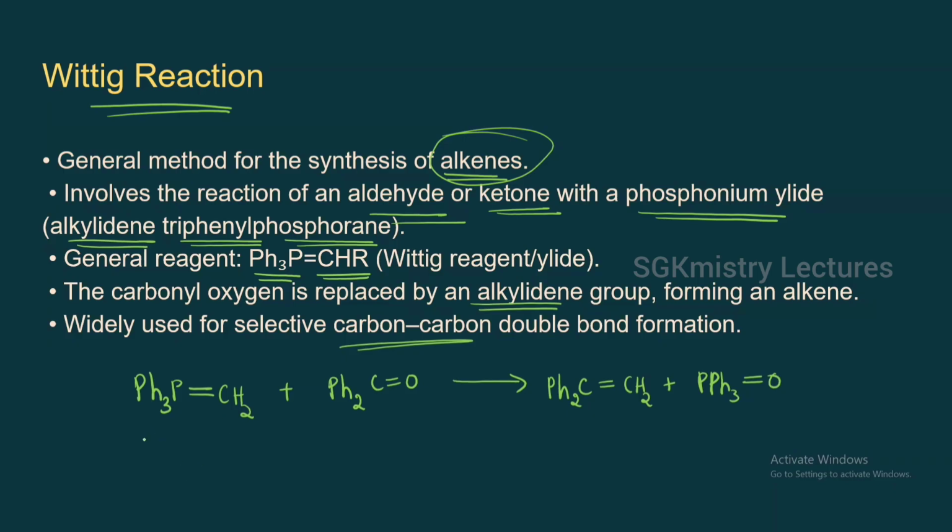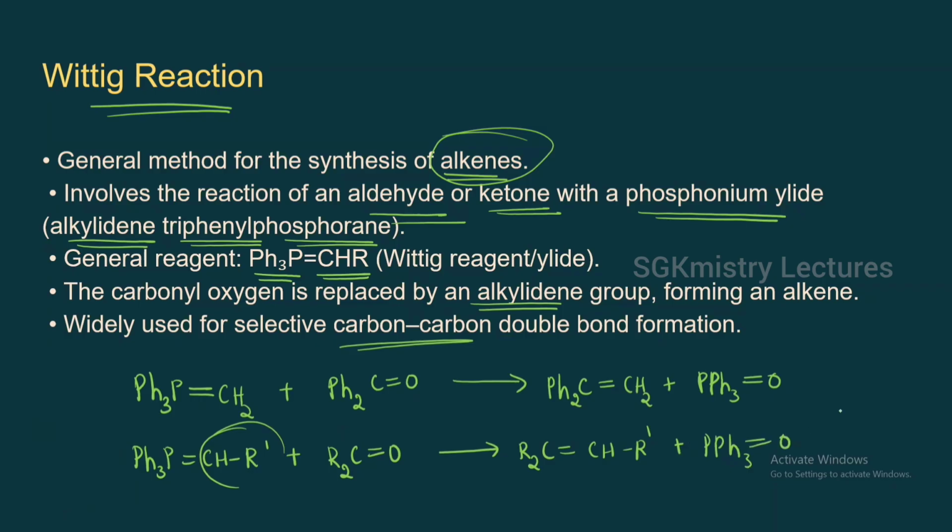Okay, so let us look into one more example. So Ph3P double bond CHR dash. So we take one more substituent. Here, if I take R2C double bond O, you're going to get R2C double bond, and whatever is present here, that is CHR dash, along with Ph3P double bond O.